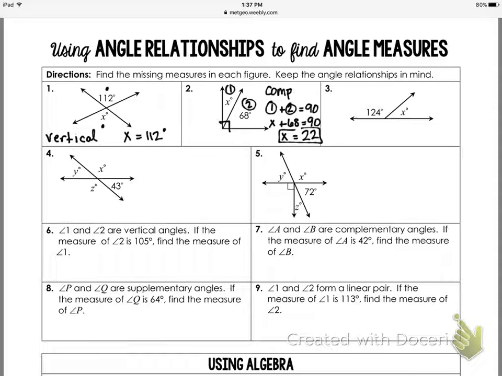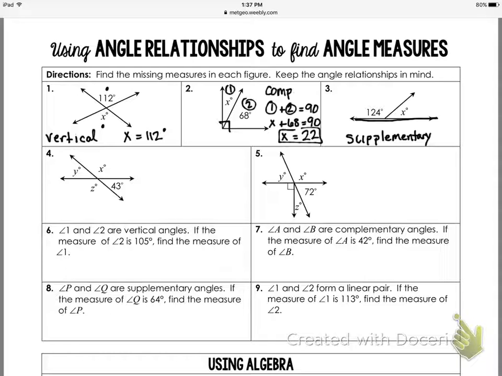Here on number 3, you notice that these are on a straight line, so this one is supplementary. Let's look at number 4.